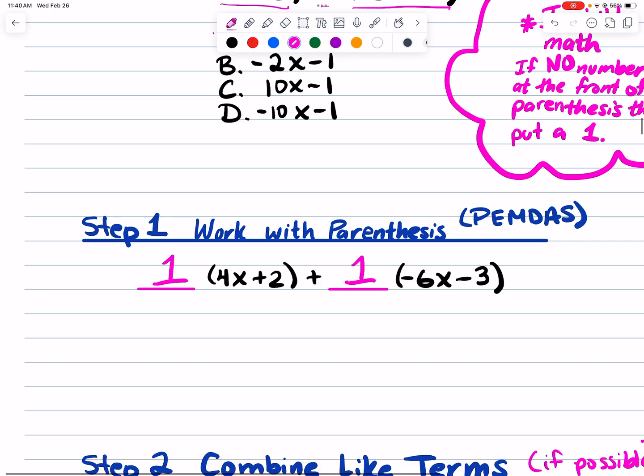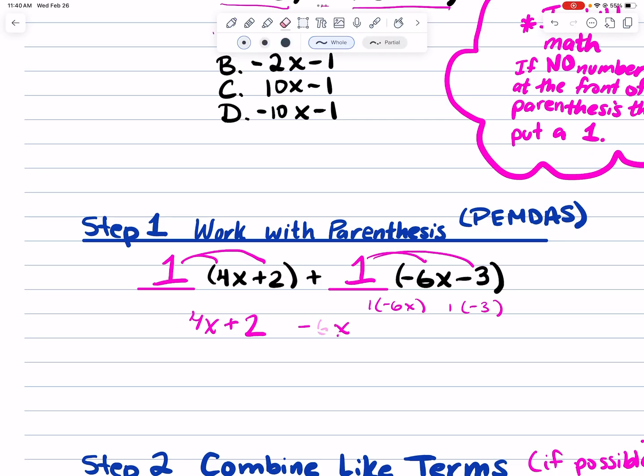Now, I want you to realize something here. So let's distribute and see what happens. Then this one too, boom, boom. We see negative 6x, 1 times negative 6x, and then 1 times negative 3. And let me put this on the side. Oops, negative 6x and negative 3. 1 times 4x and 1 times 2.